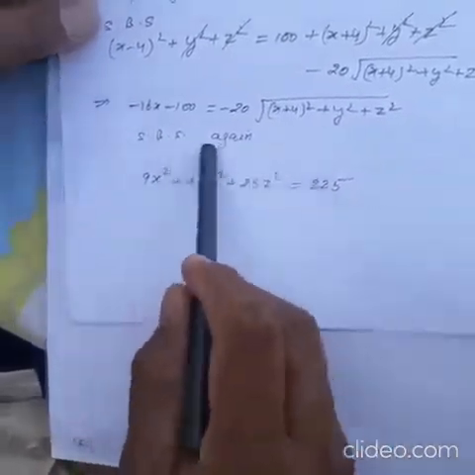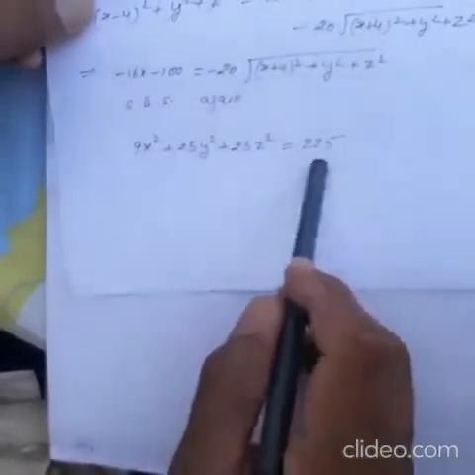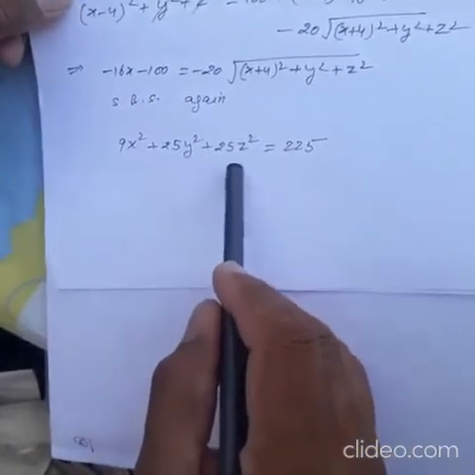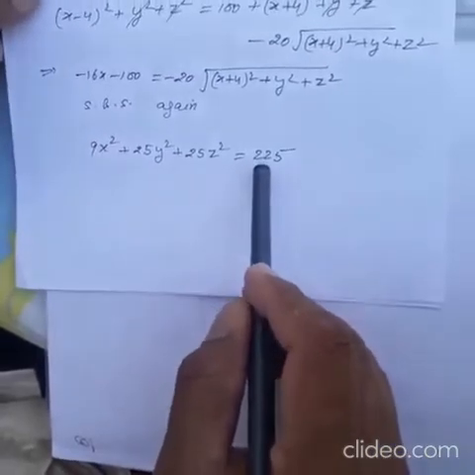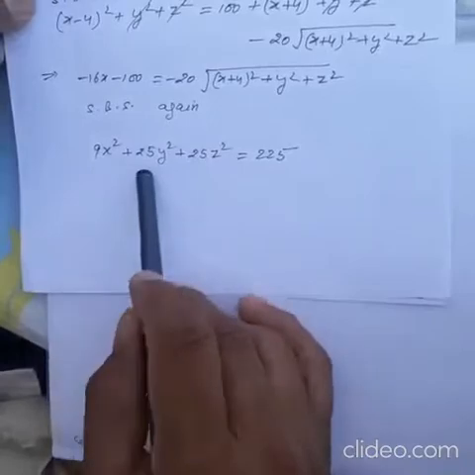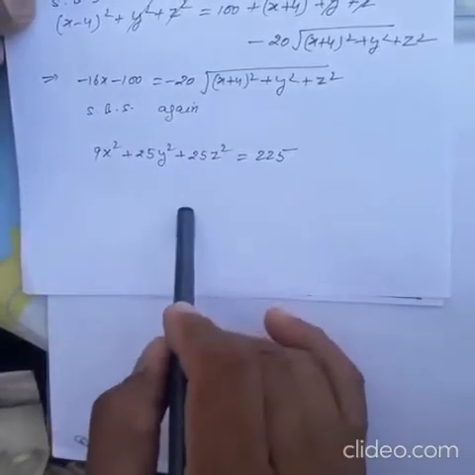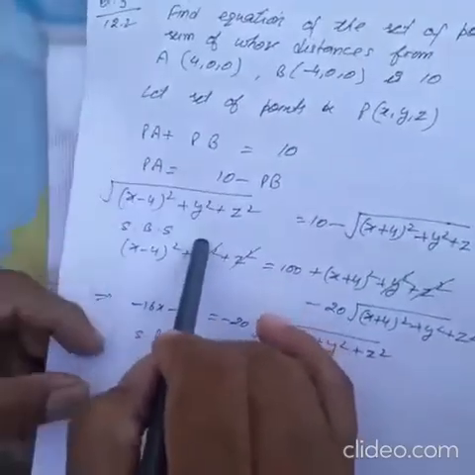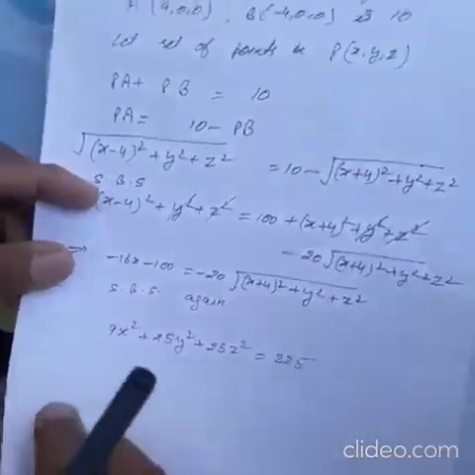After simplification, after squaring, you will have this equation: 9x square plus 25y square plus 25z square is equal to 225. So this is the required equation of the set of points. I hope it is clear. This is a very important question, so you try to do this question.